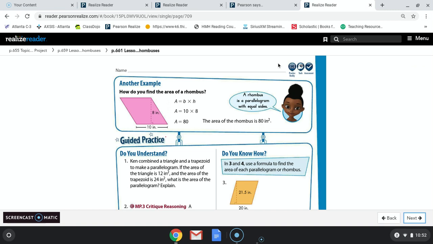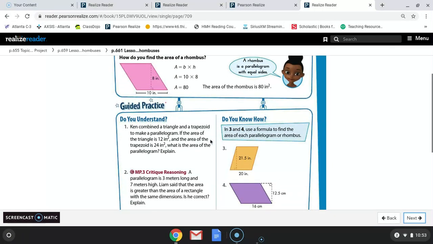Let's take a look at some examples. Remember, here is how you find an area of a rhombus. We know that when there is a rhombus, you use base times height. In this case, the base is 10, the height is 8. They go ahead and find that 10 times 8 is 80, but it is 80 square inches. Remember, we're only using one base. We didn't use this one. We're only using one of the heights. We didn't do it here.